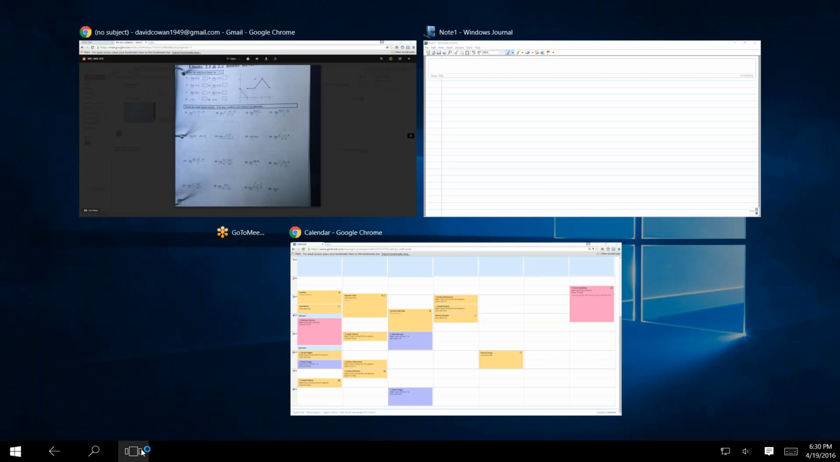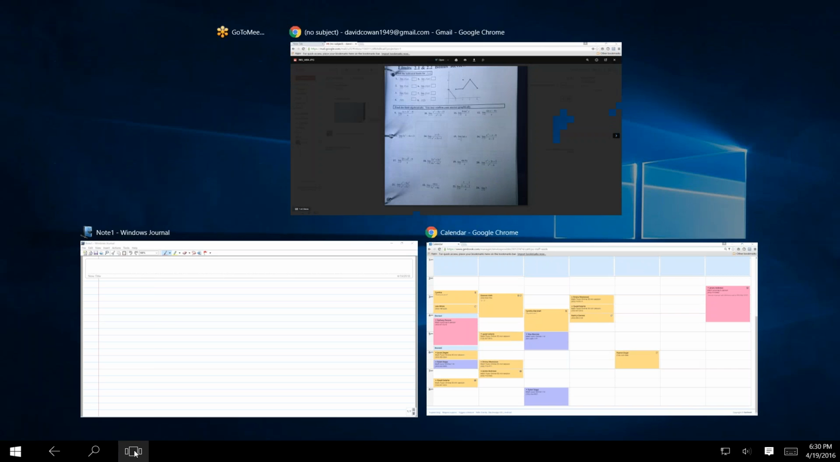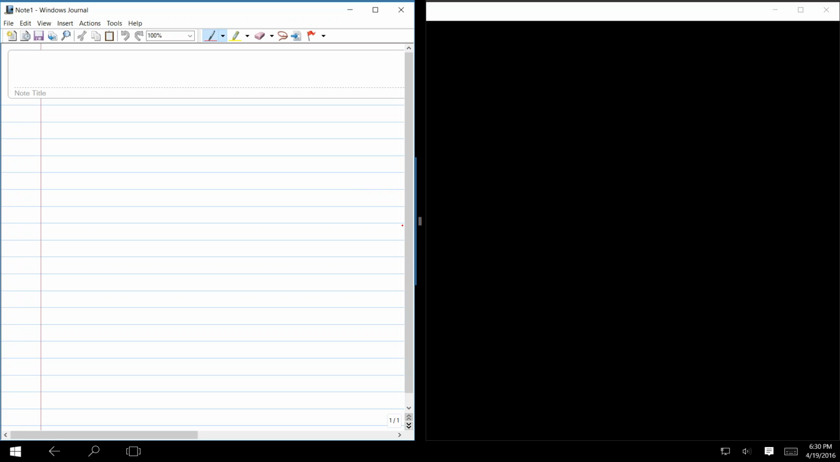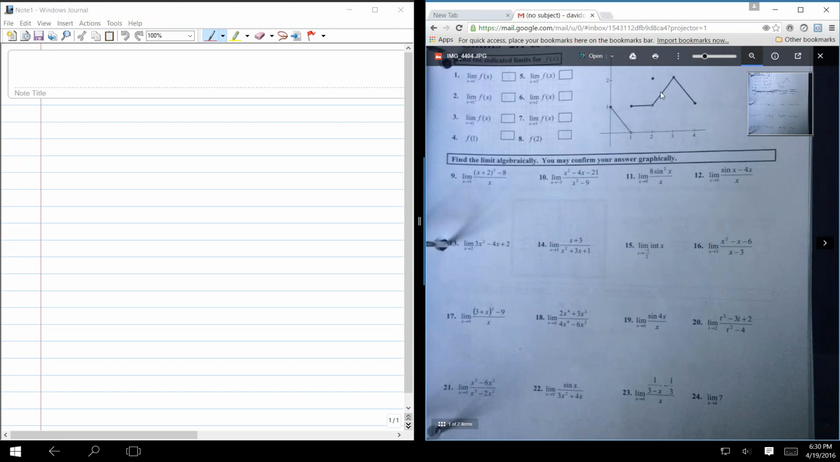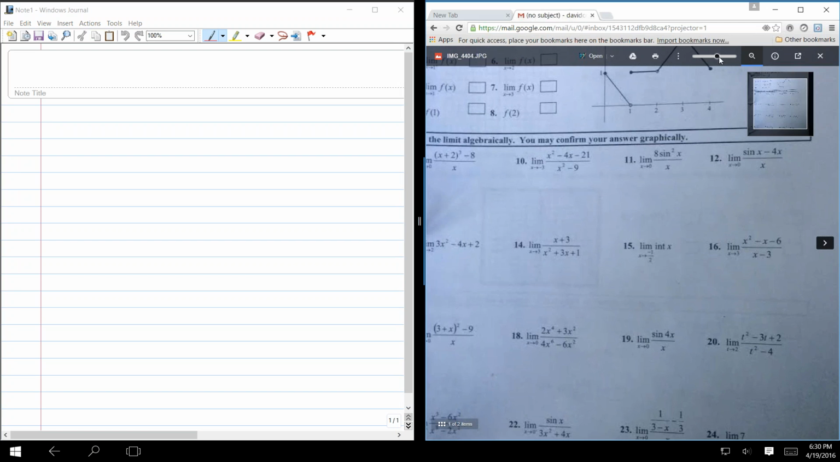Let me get these side by side here. Every now and then that doesn't work. Do you have Windows 10? I have 7. Usually when I do it a second time it works. Alright, let's expand that a little bit. Where would you like to begin?